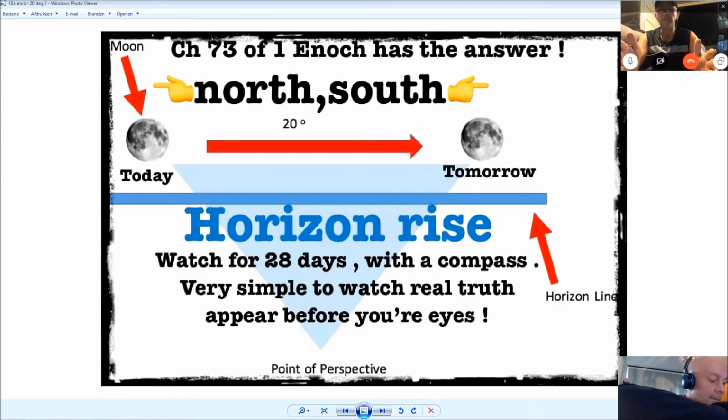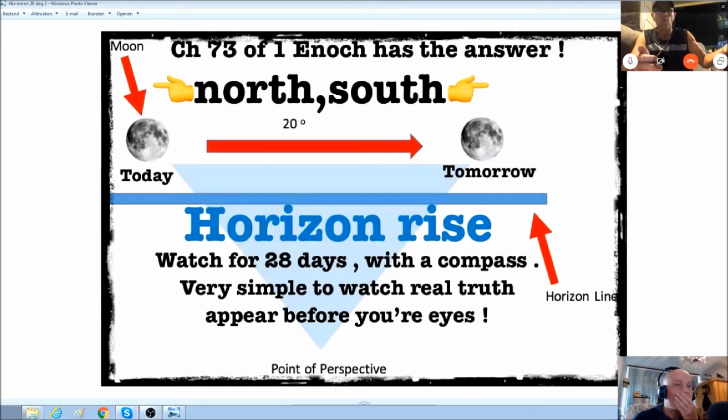On this alone, anyone can prove this. All you need is a compass and to stand in one spot. Measure where the moon rises on the horizon for 28 days, and you'll see this happen before your very eyes. The moon jumps, and it debunks the circle as well. But in Enoch, chapter 73, he describes it exactly as it happens, and it happens in increments. The easiest way to get people to see it is to look for the 7-day jumps.